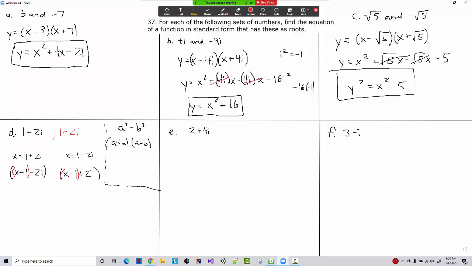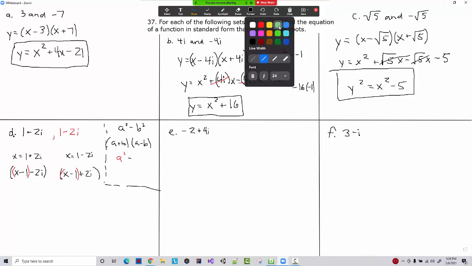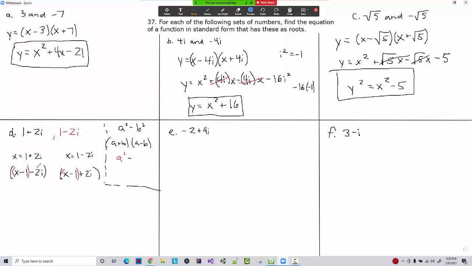Okay, that's going to be my a squared. And then I have minus my b squared, which is basically going to be this 2y minus b squared. And so what we're going to do is use this difference of squares to help us multiply this trinomial times a trinomial.